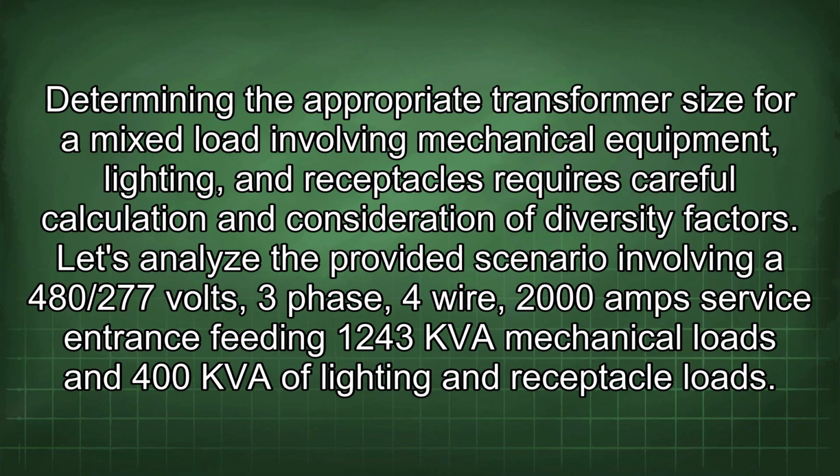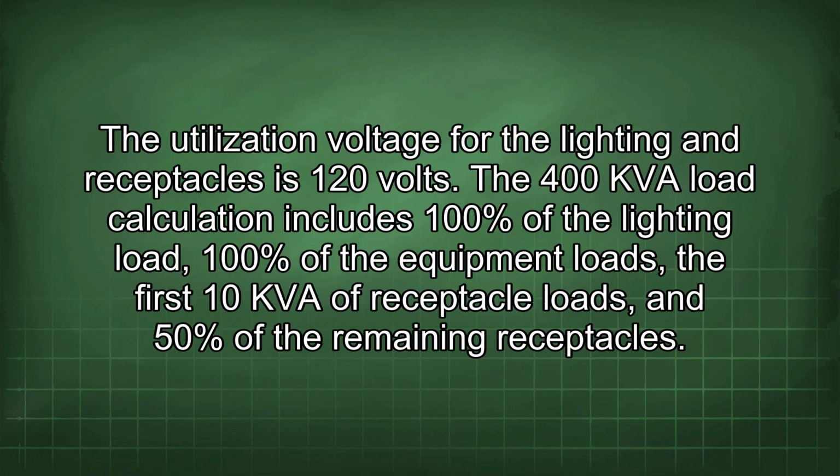Determining the appropriate transformer size for a mixed load involving mechanical equipment, lighting, and receptacles requires careful calculation and consideration of diversity factors. Let's analyze the provided scenario involving a 480/277 volts, 3-phase 4-wire, 2000 amp service entrance feeding 1243 kVA mechanical loads and 400 kVA of lighting and receptacle loads. The utilization voltage for the lighting and receptacles is 120 volts.